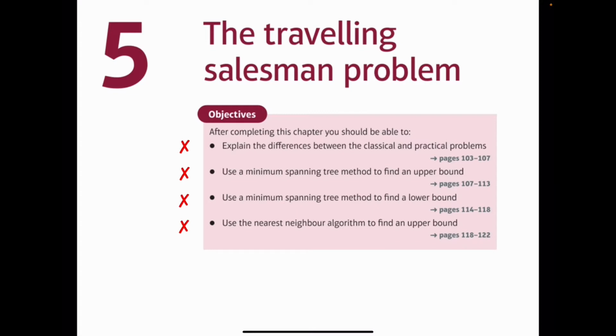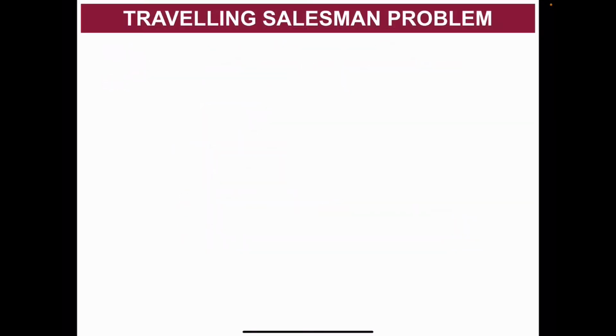What we will focus on in this lesson is the traveling salesman problem. This chapter 5 has 4 sections. We will split it into 2 parts. The first 2 parts mean explaining the differences between the classical and practical problem, and using a minimum spanning tree to find the upper bound. These 2 we will do this week, and the second 2 we will do in the next week's video. So let's look at what the chapter is about.